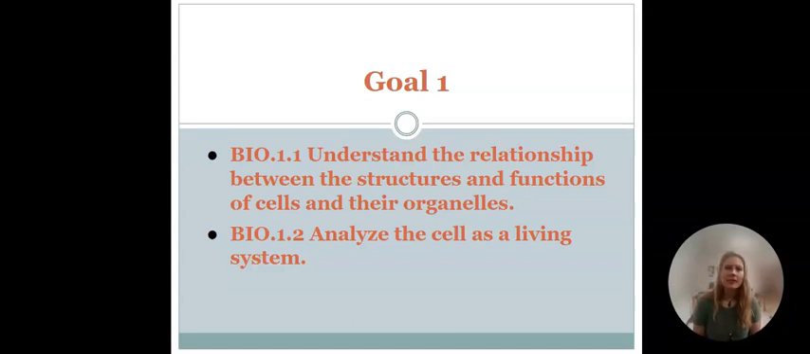Welcome. In this lesson, we are in EOC review mode. So we're going to recap these first two standards talking about the relationship between the structure and function of cells and their organelles, but also standard 1.2, where we analyze the cell as a living system. So dive into homeostasis and how cells are able to survive and how they're able to function.